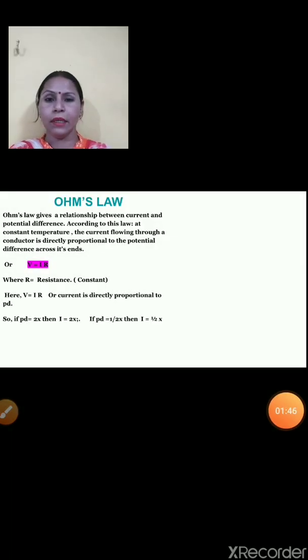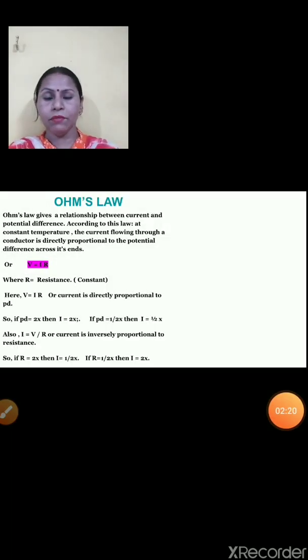Now children, with the help of this relationship V = IR, we can understand that V, potential difference, is directly proportional to I, current. Means if potential difference is increased, then current will also increase, and if potential difference is decreased, the current will also decrease. For example, if we double the potential difference, current will also get doubled, and if we halve the potential difference, the current will also get halved.